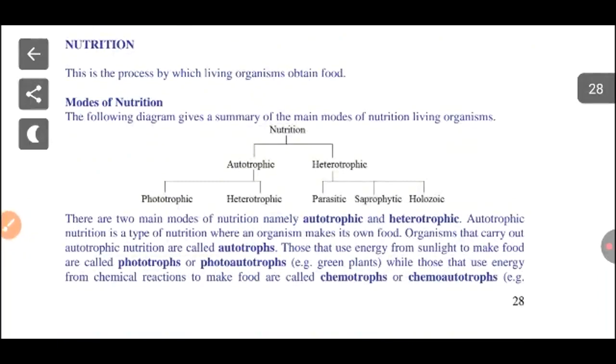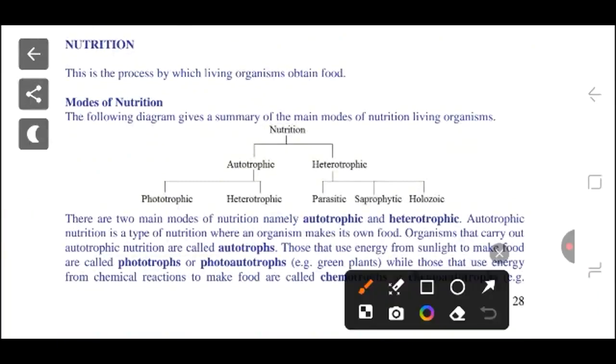So we've looked at nutrition, looked at the modes. We have the two modes which are autotrophic and heterotrophic. We've said phototrophic, these are the ones that use energy from sunlight to make their food. Under autotrophic, autotrophic meaning they make their own food. Here they use energy from light to make their own food.